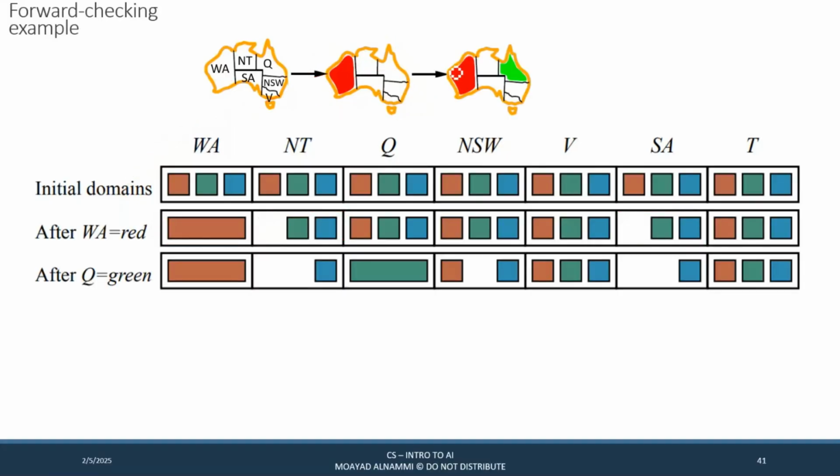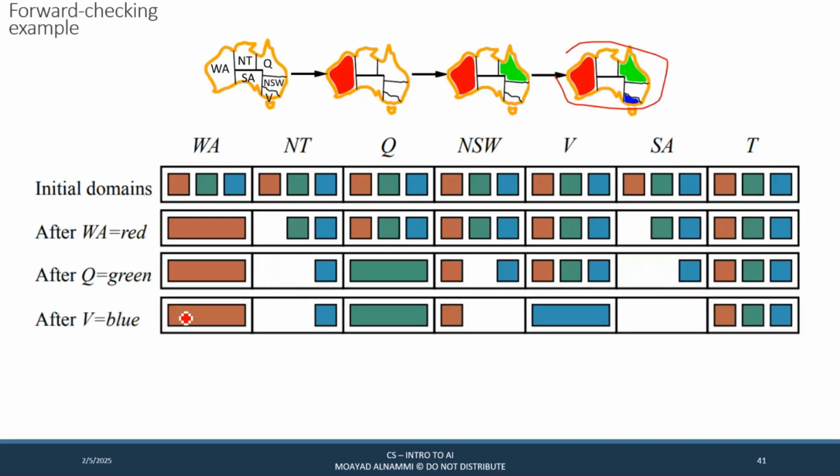So let's continue. Now this is the current domains in this search node. We assigned, let's say, Q the value green, and the same situation. I'm going to assign green to Q, and I need to check its neighbors, right? So its neighbors are going to be NT, remove the inconsistent values. It's going to be NSW, and it's going to be SA. So far, no inconsistencies have been found. There's no empty domains. We can continue.